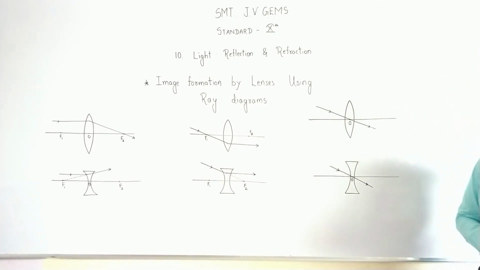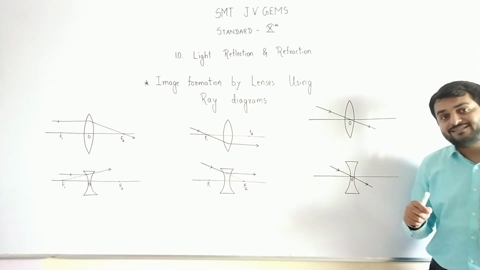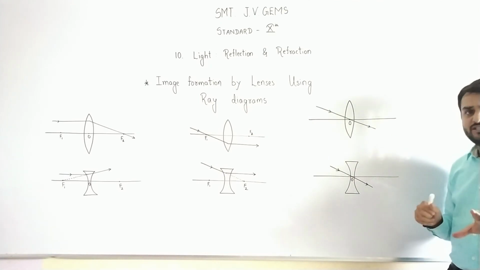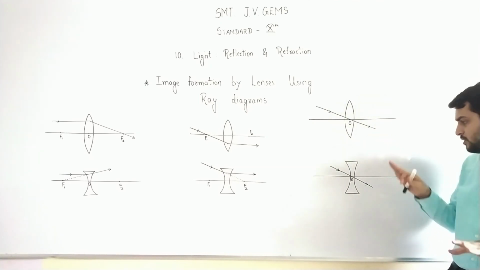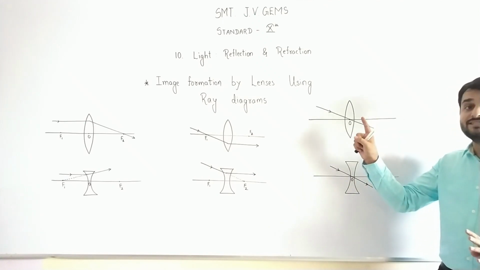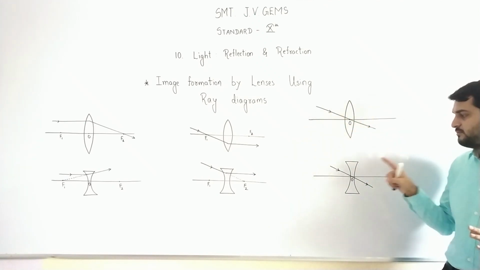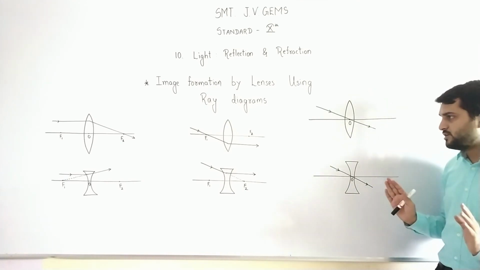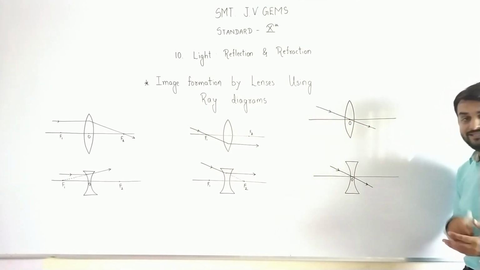And the third one, that is, if the ray is incident in such a way that it passes through the optical center, irrespective of whether it is a convex lens or a concave lens, no issue with that, it will undergo zero deviation. That means it will just pass straight through.